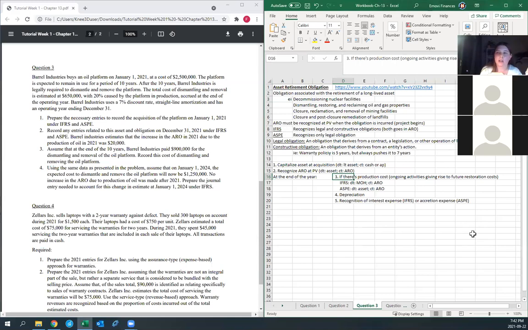I'm going to explain it a little bit better when we're doing the problem. You're going to have to recognize the depreciation for the asset because it's a long-term asset. And you're going to have to recognize the interest expense, or accretion expense, which is an amount to add to your ARO provision. Because at the end of, let's say, a 10-year project, you want the balance in your ARO account to equal your estimation at the beginning of the project.